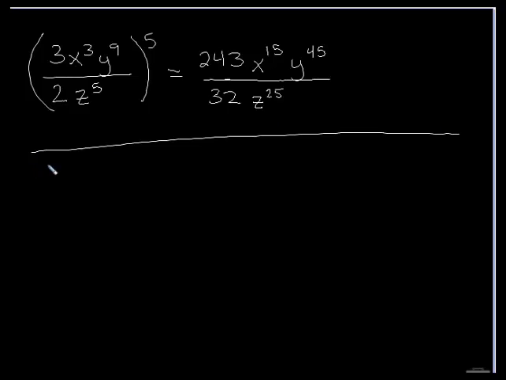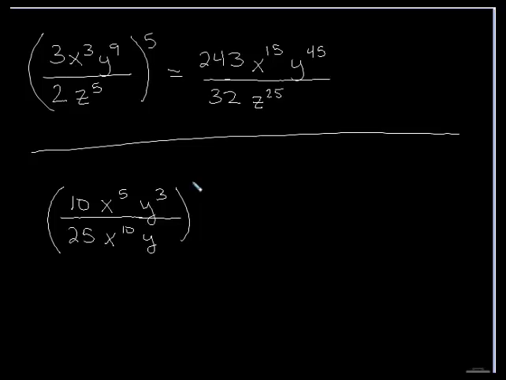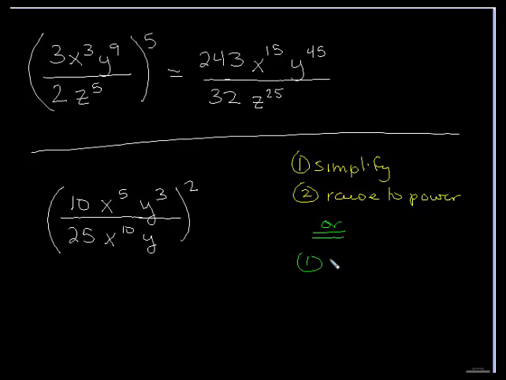Now sometimes we have some common variables inside the parentheses. So for example, let's say I have some expression 10 over 25, and I have x to the 5th, x to the 10th, y to the 3rd, y, and then I raise that to the power of 2. You have a choice. You can simplify first and then raise to the power, or you can go the other way. You can raise to the power and then simplify.